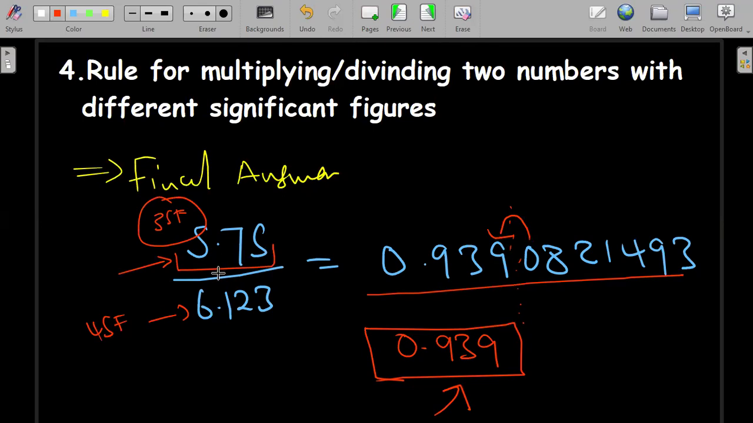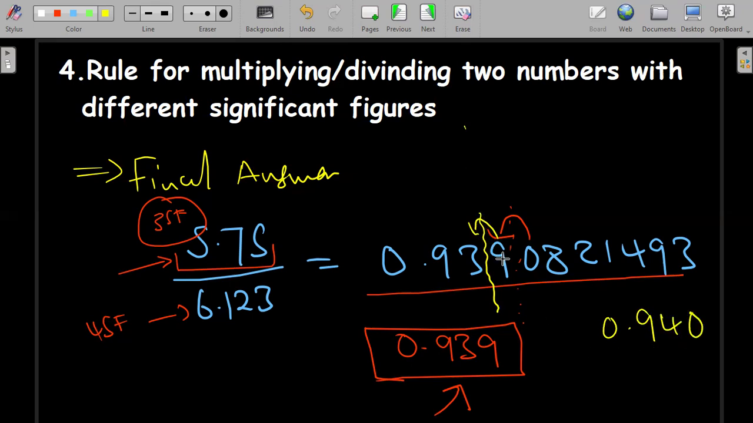Please Sir, I have an issue. Yes. You said the final answer will be 0.939. What if we round off the 9 at the end to the 3, then it becomes 0.940? What if we round off which number? Would that be wrong? Since 9 is greater than 5, we give 1 to the 3 and then we get 0.940.